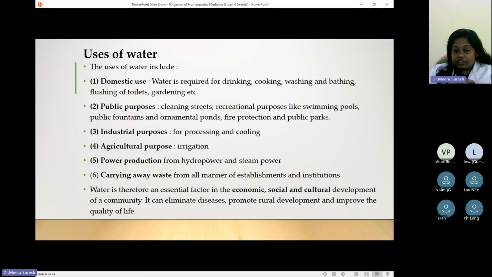So water is an essential factor in the economic, social, and cultural development of a community. It can eliminate disease, promote rural development, and improve the quality of life, provided, as we said, it is safe and wholesome. But if it is contaminated, it itself can act as a killer.